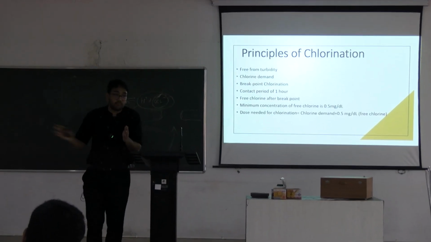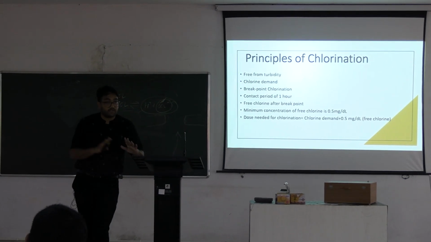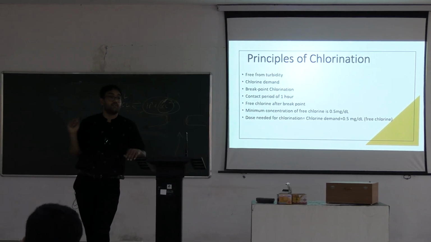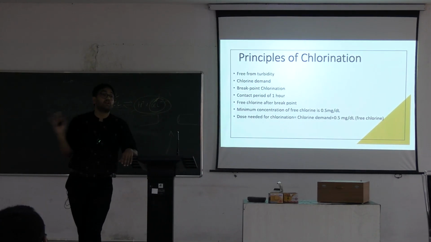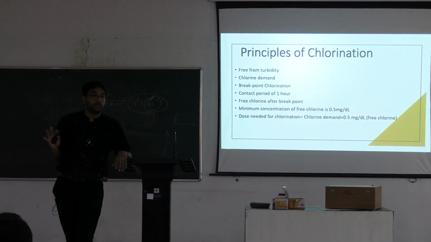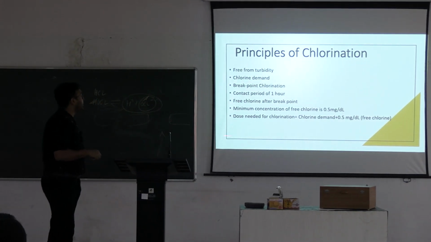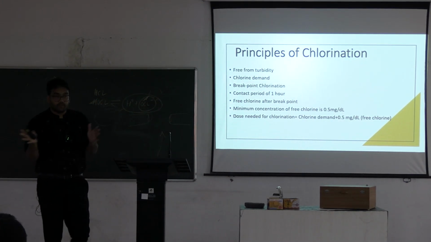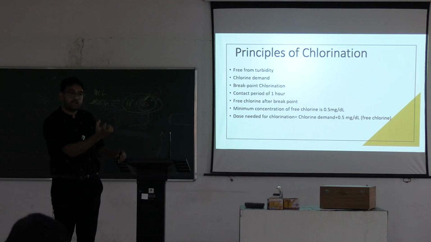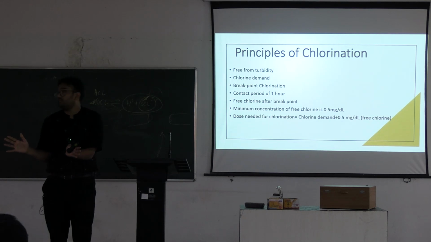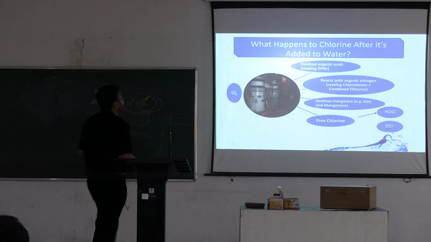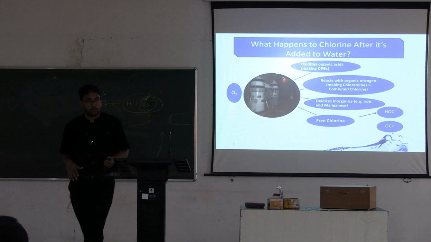So at the end of my chlorination, after the contact period is done, there should be 0.5 mg per deciliter of free chlorine. And the dose needed for chlorination is therefore the chlorine demand, that is the chlorine that is consumed, plus the amount required to keep 0.5 milligram per dl of free chlorine. Now what happens to chlorine after it is added to water?